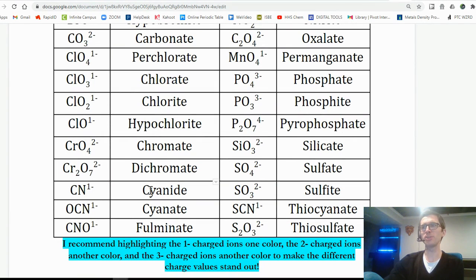And if you're like, Mr. C, you misspelled sulfite. Nope, sulfite is different. When you're writing the formulas and the names, you have to be very particular about the spelling. If you're handwriting, you've got to be clear with your handwriting. Sulfite is different than sulfide, with a D or with a T. So I'm dealing with sulfide.